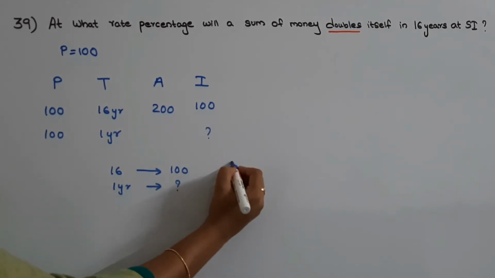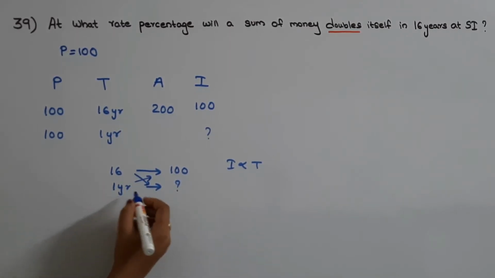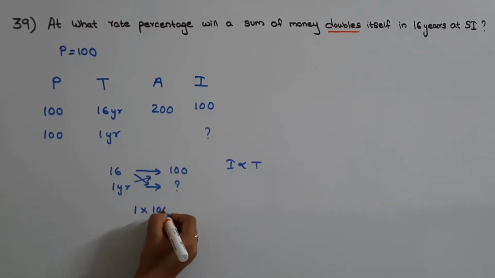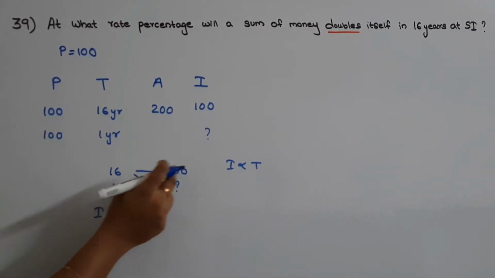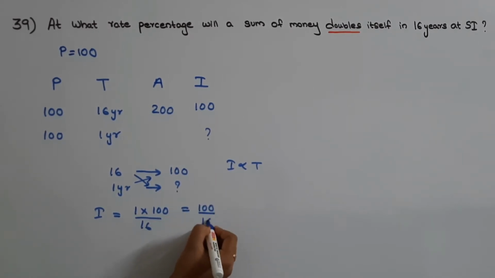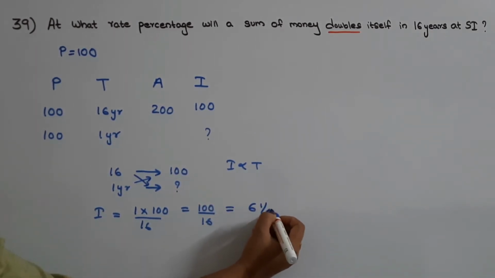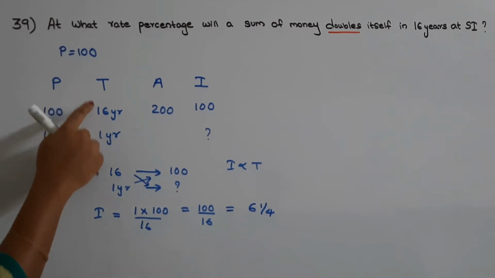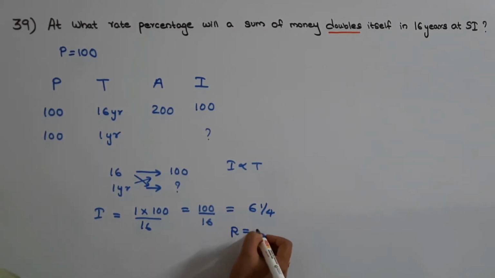So we know that interest and time period are directly proportional to each other. So we need to do cross multiplication. So the answer will be equal to 1 into 100 by this 16. So the interest value will be equal to 1 into 100 divided by 16, that is equal to 100 divided by 16. So if you solve this, you will get the answer as 6 1 by 4. So when the principal is 100, time period is 1 year, interest is equal to rate of interest. Hence rate of interest is equal to 6 1/4 percentage.